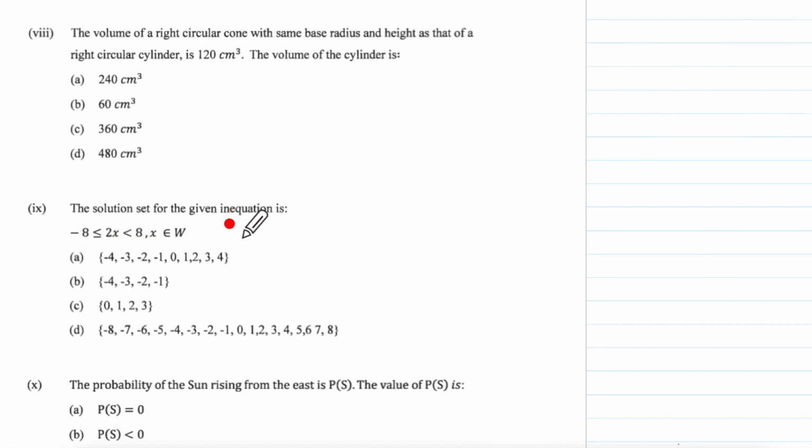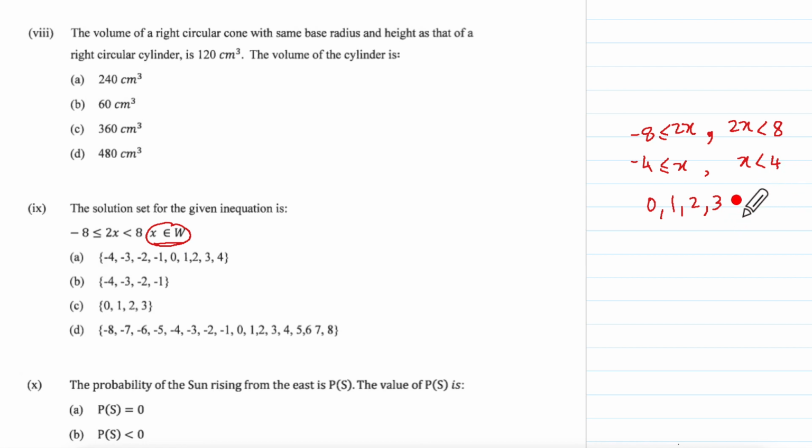This is our inequation. They ask you for the solution set and x belongs to W, which means you are going to get minus 8 less than or equal to 2x as the first inequation and 2x less than 8. You could do this mentally also. Now we have to have the value of x as a whole number, which means I have to start with 0. Can I take negative values? No. So it will be 0, 1, 2, 3. Can I take 4? No, because it is less than 4. So where is this solution set? Here. So the answer is C and we write this.